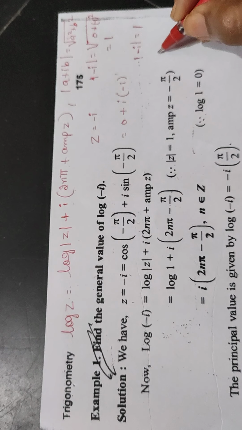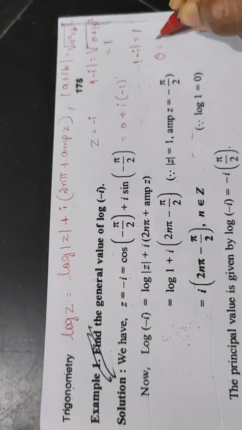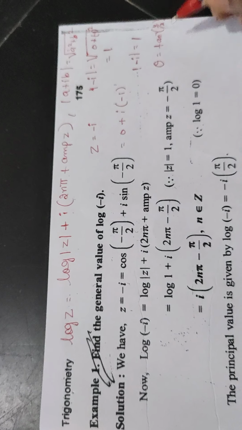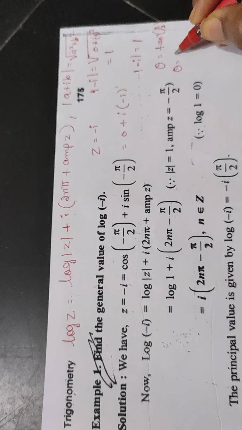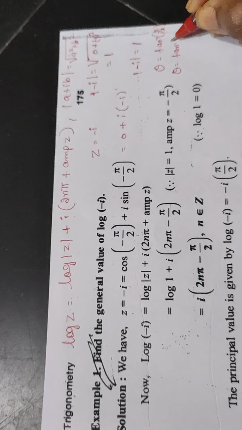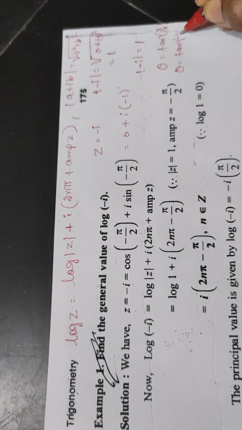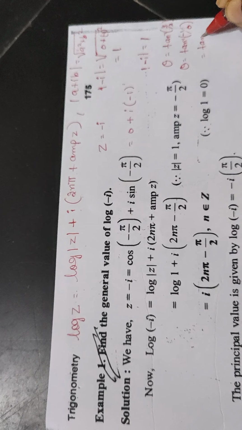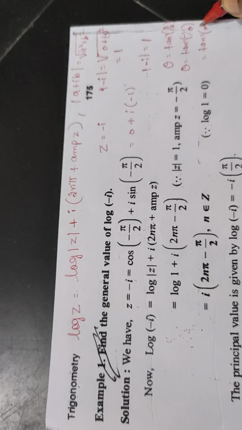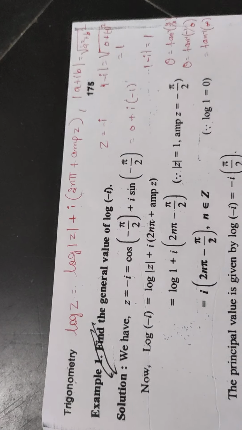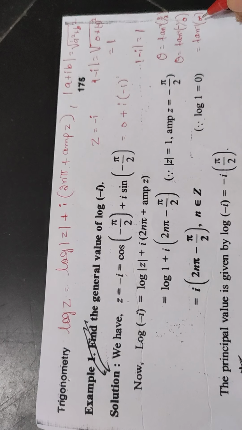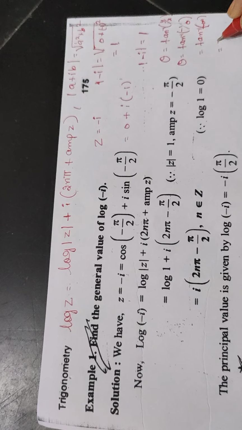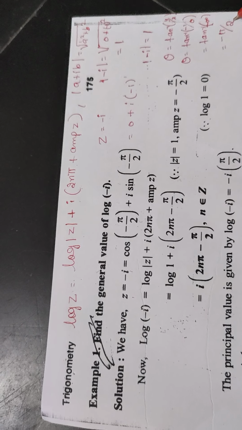Now amplitude, theta value is tan inverse of y by x. So theta is equal to tan inverse of, here y means minus 1 divided by x means 0. That means tan inverse of minus infinity. So therefore this value is minus pi by 2.